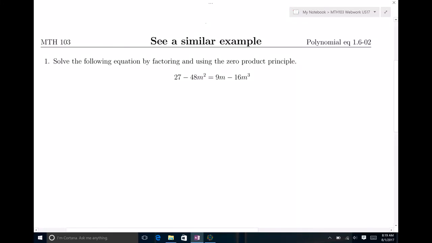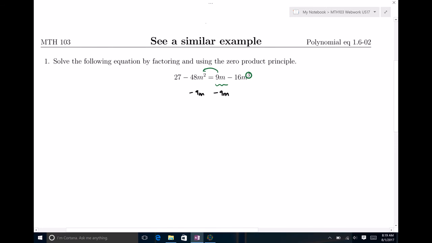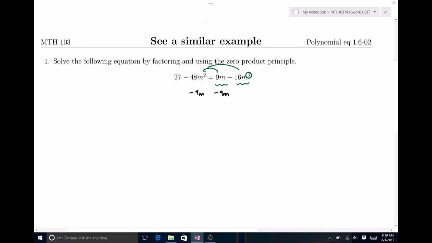Now, anytime you have an equation with a degree that's greater than 1, you're going to start with bringing all the terms over to the other side. So in order to bring the 9m over to this side, I'm going to have to subtract 9m from both sides of the equation. And in order to also bring the 16m cubed over to the other side, I'm going to have to add 16m cubed, since it's subtracted, to both sides of the equation.